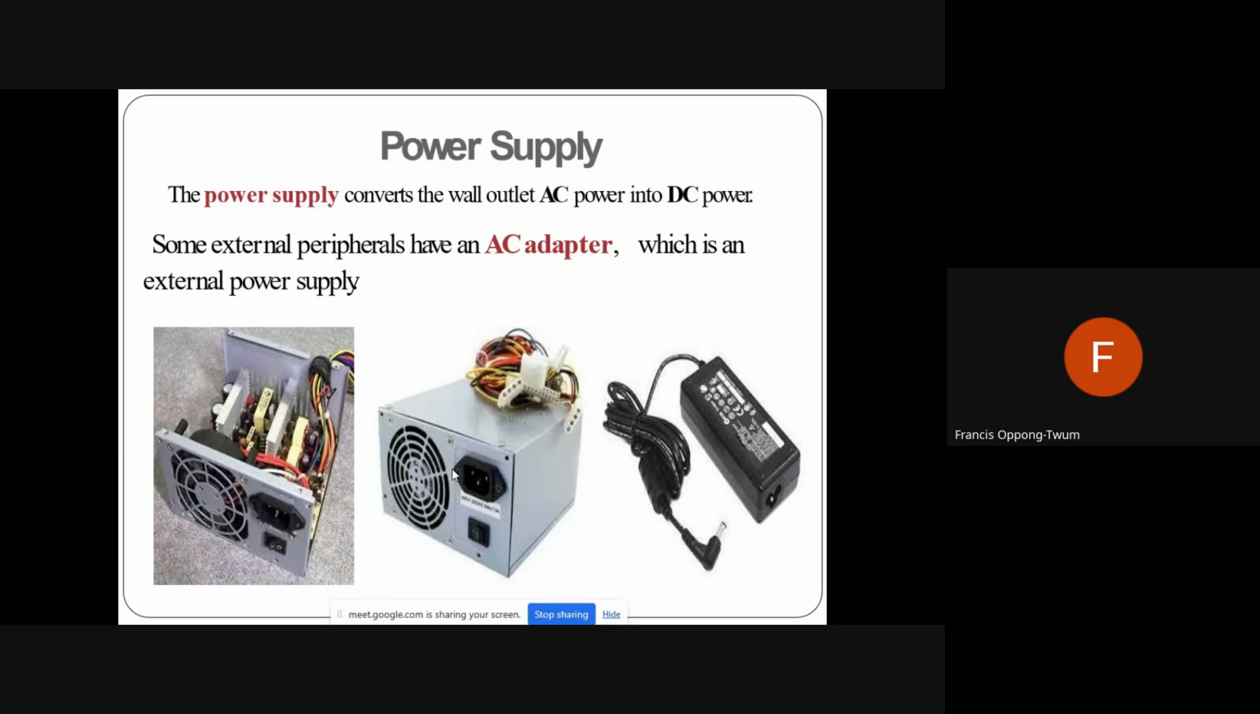So this is basically the power supply. Please, have you all seen it? My dear sisters, have you seen the picture? Yes, sir. That's the power supply.